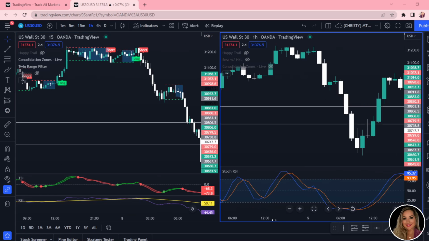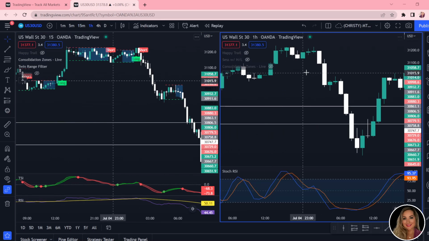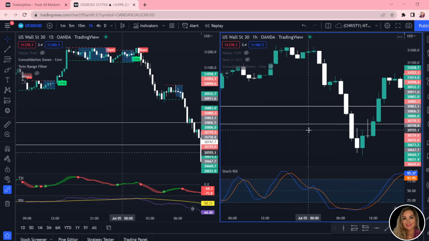Okay, so for those of you trading version 2, all I've done was turn on your indicators. So make sure you have your consolidation zones on, same thing we went through in the beginning of the video. Have your twin range filter on, all the settings I showed in the beginning of the video, your TSI and your RSI on. This is going to have to be on your 15-minute time frame, and then on your 1 hour chart, you're going to split your screen the same way I showed with version 1, and you need the stochastic RSI with your default settings added onto your 1 hour time frame. Same thing as on the previous version.